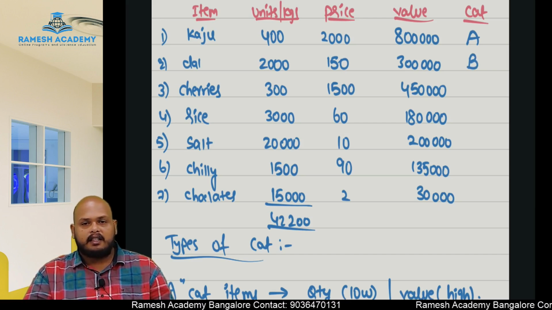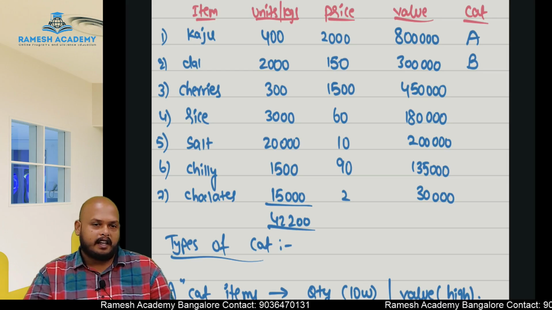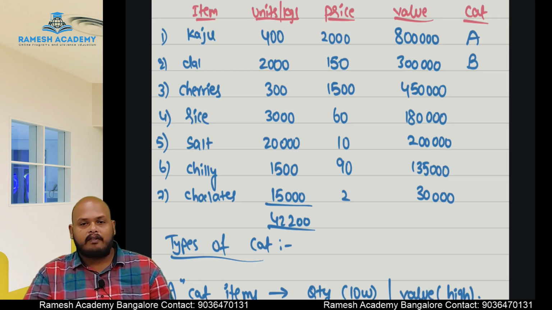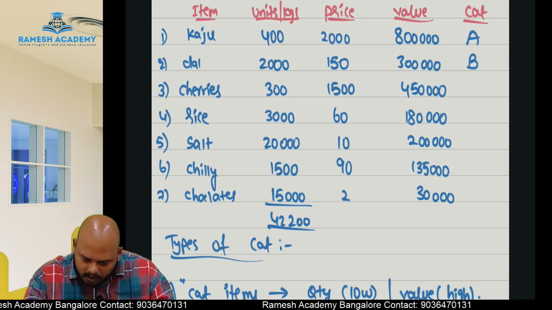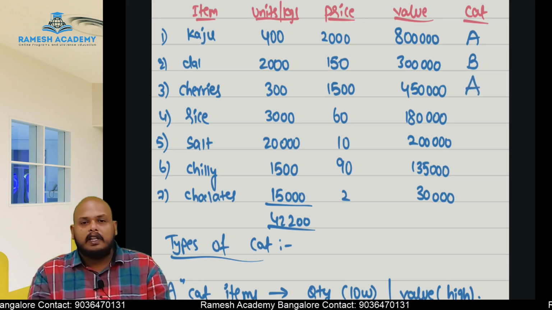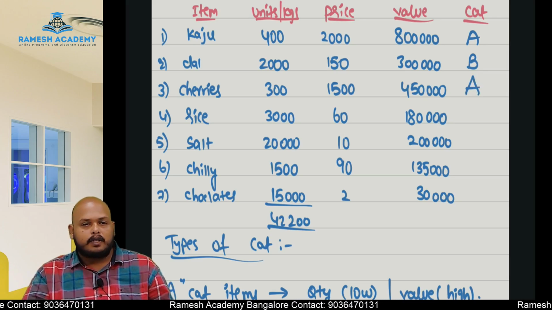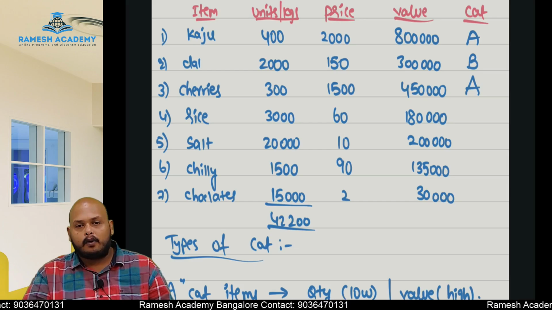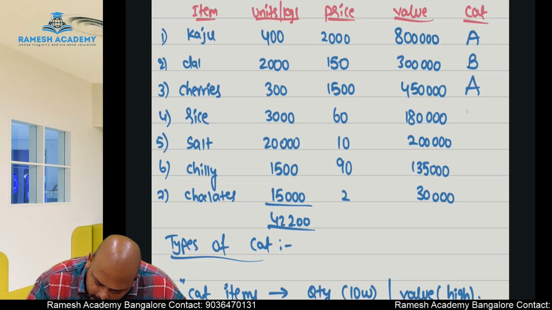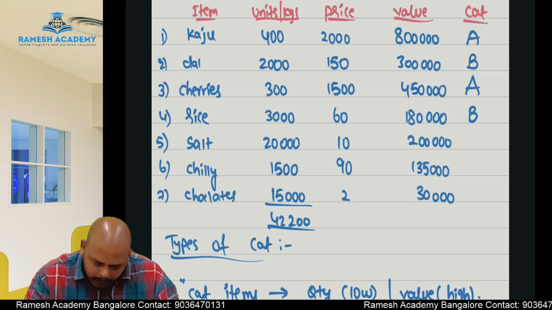Cherries, they are holding how many kgs? 300 kgs. That is less than 1%. But the value is how much? 4,50,000. So that is a high value, low quantity. So this is also categorized as which category? A category item. Next, rice. 3000 kgs is a moderate quantity they are holding. Price is 60 rupees, so the value is also moderate. So we can categorize this as a B category item.